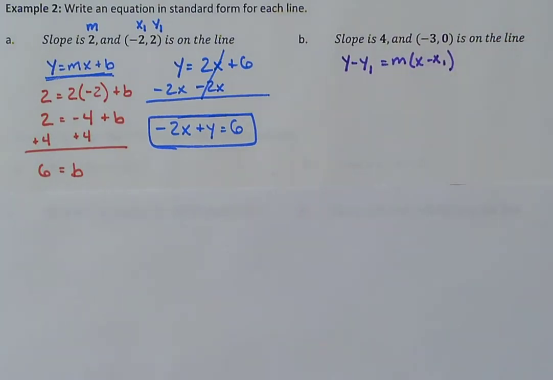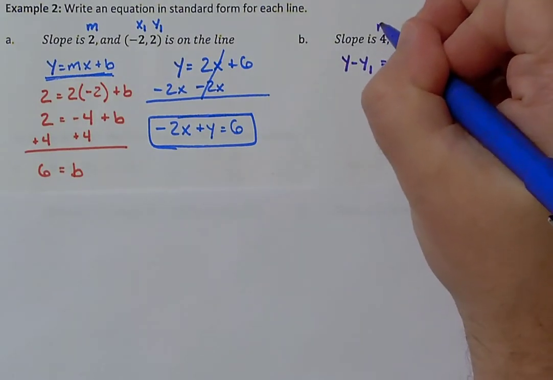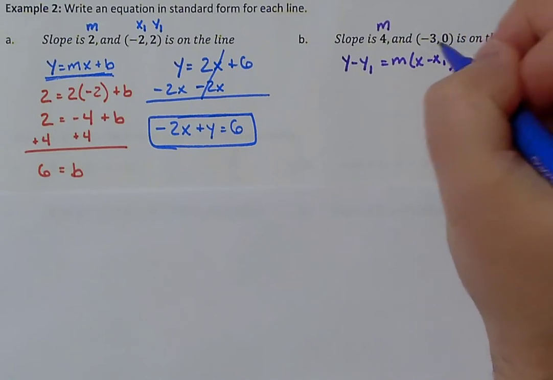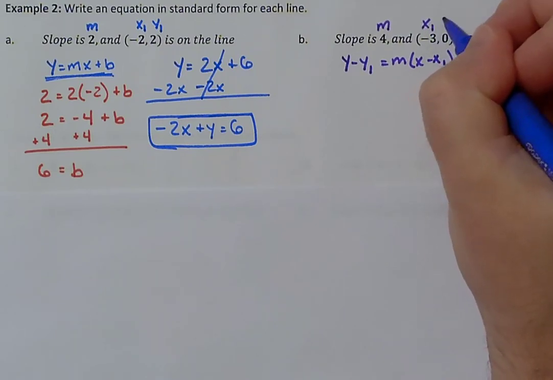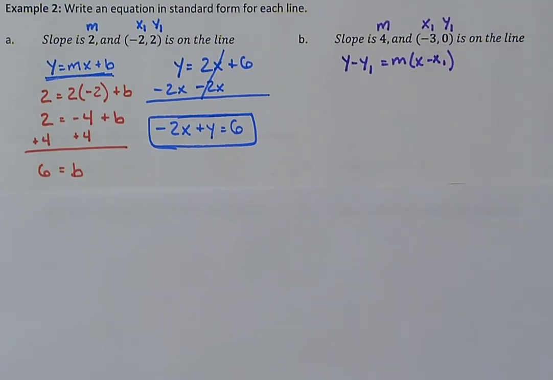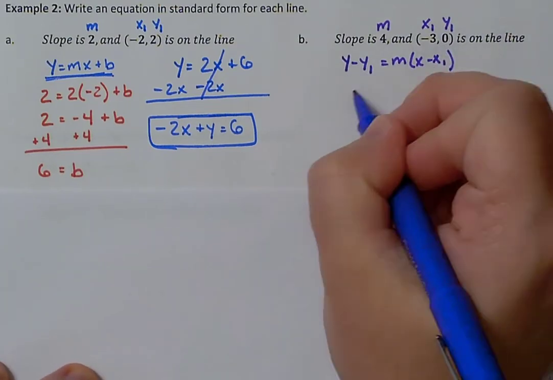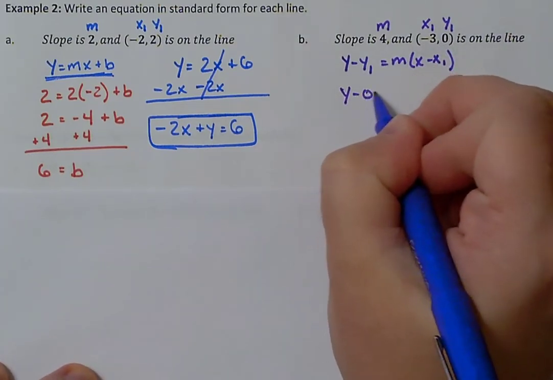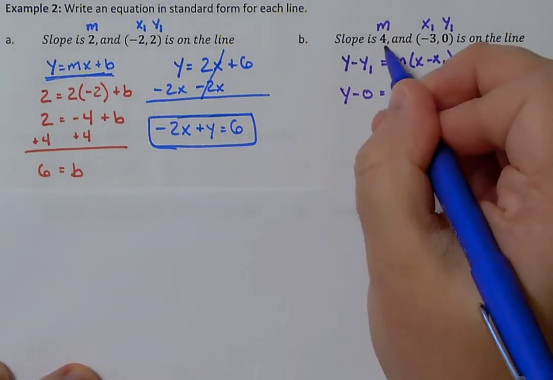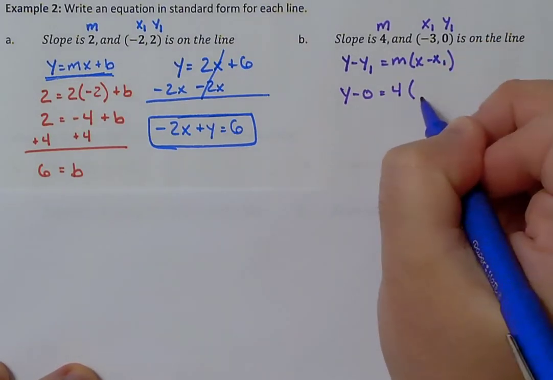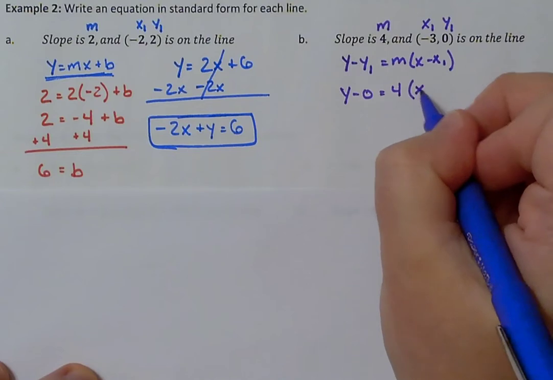So what I need to do in this case is take my slope, which in this case is 4. I need to take my point, my x1, y1, which is negative 3 comma 0. What I need to do for this is plug it into the equation. So y minus y1, so y minus 0 equals 4 times x minus 3.